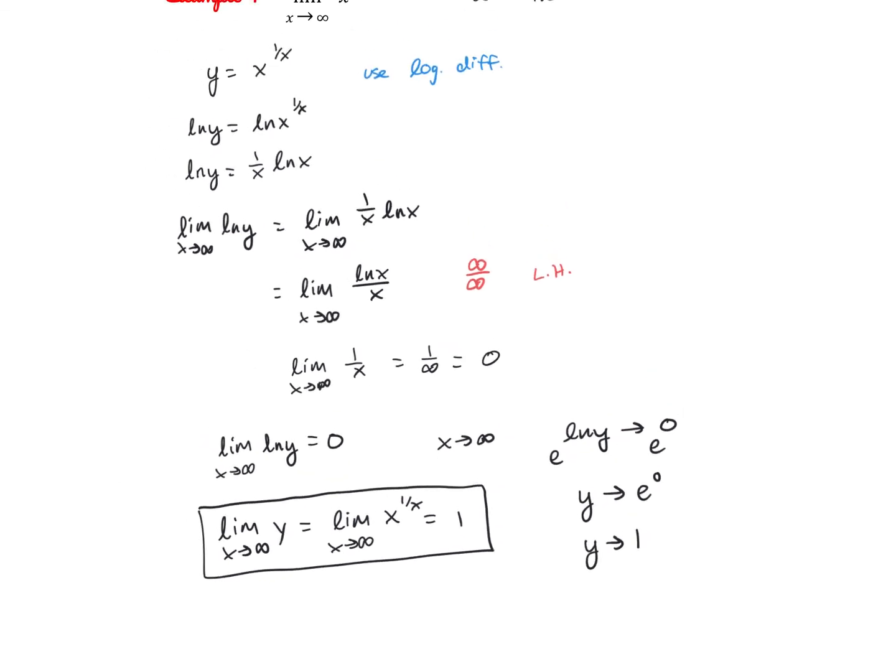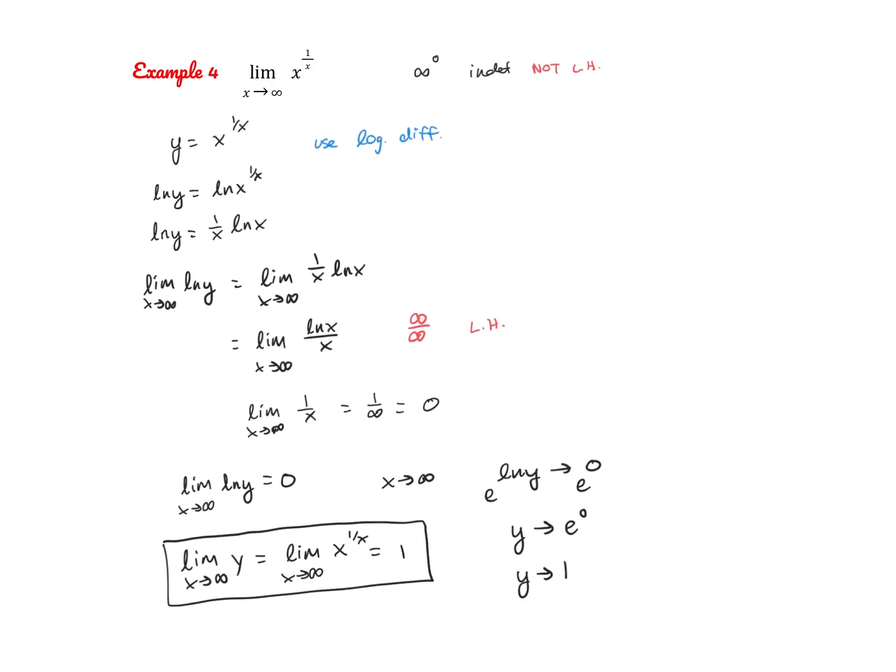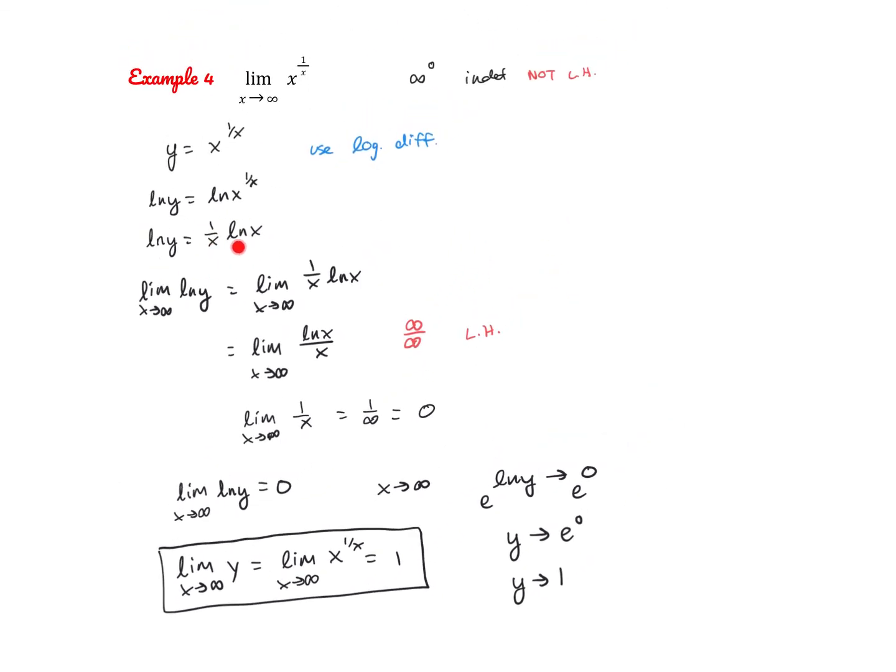So when you do this logarithmic differentiation to help you rewrite your function in a form where we can use L'Hopital's rule, you have to remember that here we're finding the limit as x approaches infinity of the natural log of y. So once you find that limit, you have to do a little extra work to figure out, well, then what's the limit of y as x approaches infinity.